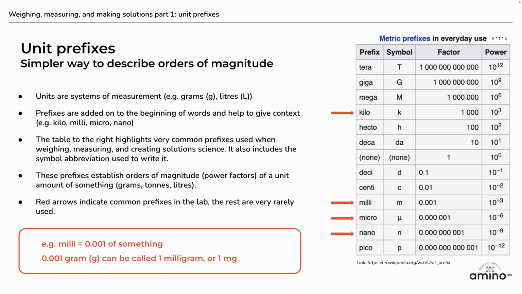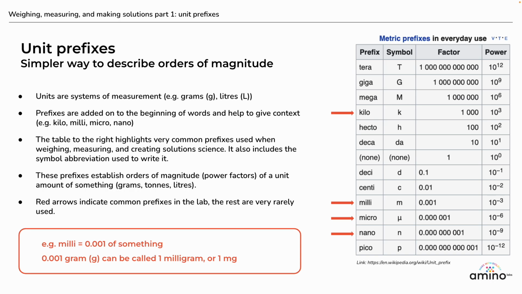So you're aware that units are systems of measurement. And so units could be grams, liters, if you're talking about mass or volume. If you're talking about distance, you've got meters, right? So there's a number of different units that are typically used in science. And prefixes are added onto the beginning of these unit words to give context about how much is there, and often to better communicate how much is there.